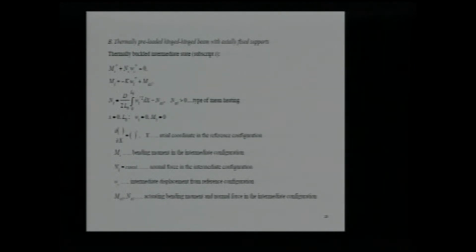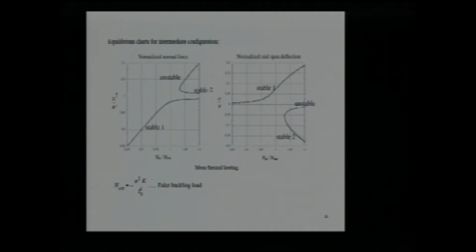M is the bending moment, W is the deflection. We have an actuating moment and an actuating normal force. And this is an interesting problem. You have here the mean thermal heating, and here the deflection, and here the normal force. And in this cusp-type or fold catastrophe type solution, a small thermal moment would lead to a stable, large displacement near the first Euler buckling load. There is an unstable and a stable root also.